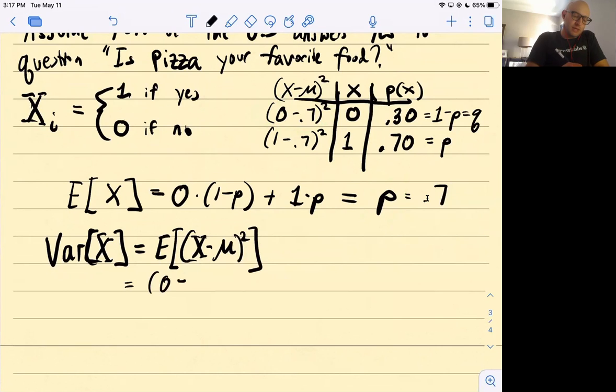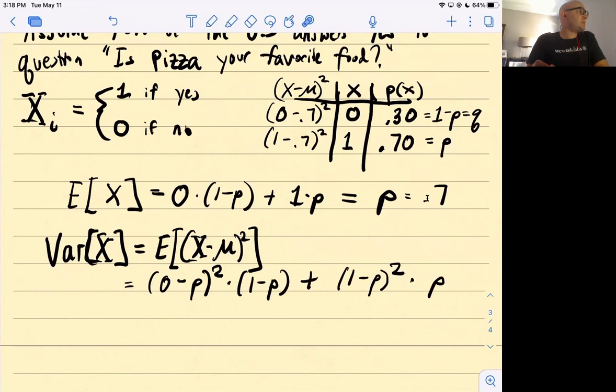0 minus p, squared, times 1 minus p. That's this number times this one. Plus 1 minus p, squared, times p. Do you guys follow those steps? 0.49. So this is just the steps of finding the variance for a Bernoulli variable. And now we're going to see something really neat that happens when we do this calculation.